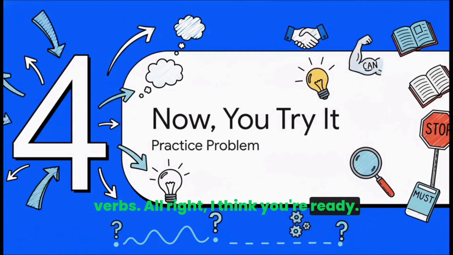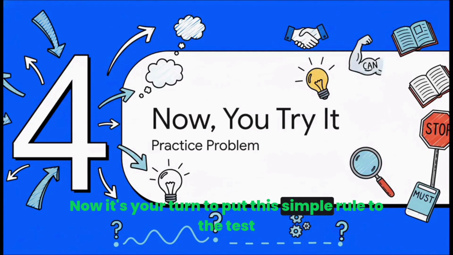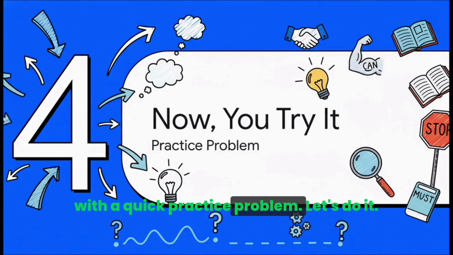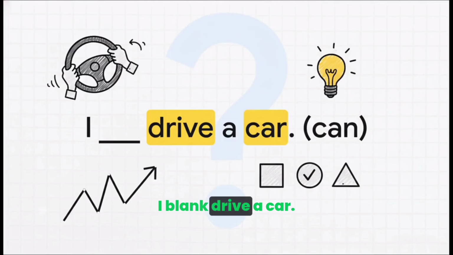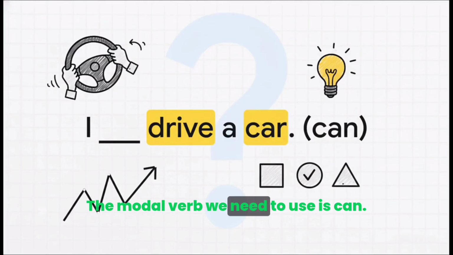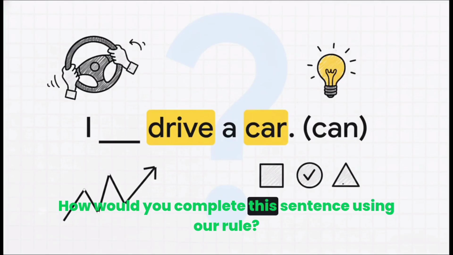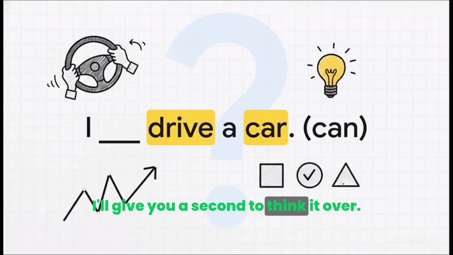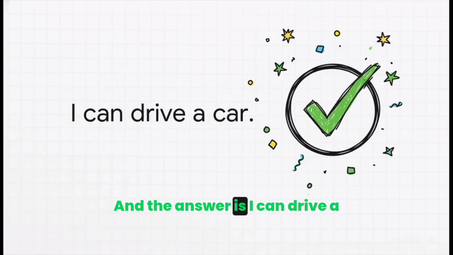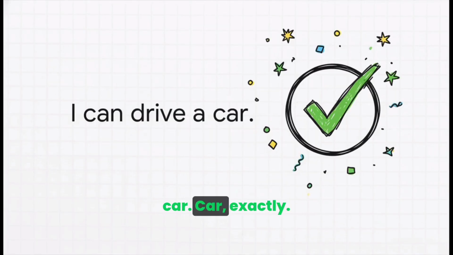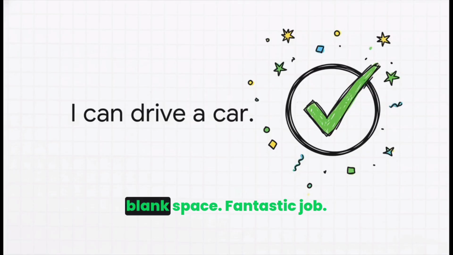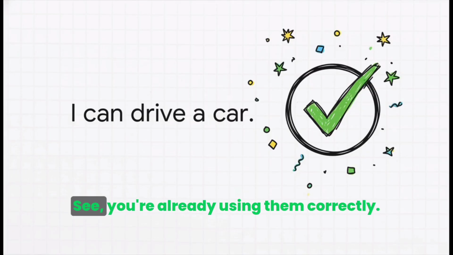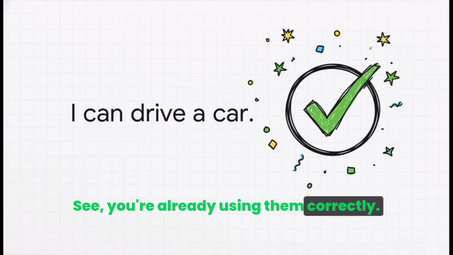All right, I think you're ready. Now it's your turn to put this simple rule to the test with a quick practice problem. Let's do it. Okay, here's the sentence. I blank drive a car. The modal verb we need to use is can. How would you complete this sentence using our rule? I'll give you a second to think it over. And the answer is, I can drive a car. Exactly. You just dropped the modal verb can right into that blank space. Fantastic job. See, you're already using them correctly.